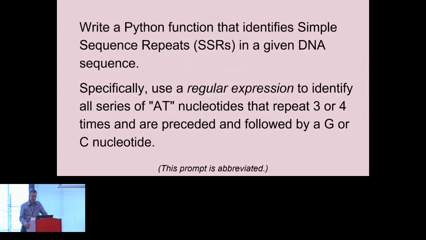Or write a Python function that identifies simple sequence repeats in a given DNA sequence, and specifically use a regular expression to identify, so if you're not familiar with that, it's a text pattern, to identify all series of AT nucleotides that repeat 3 or 4 times and are preceded and followed by a G or C nucleotide.